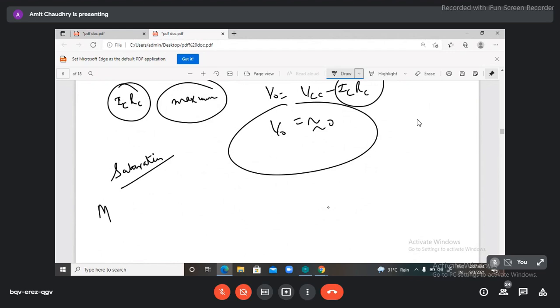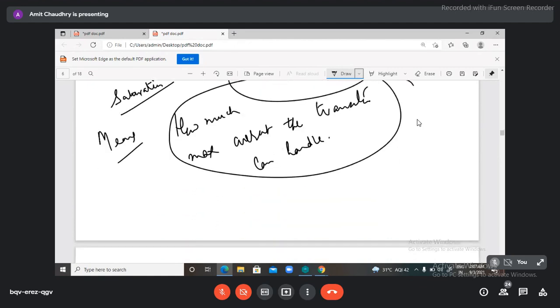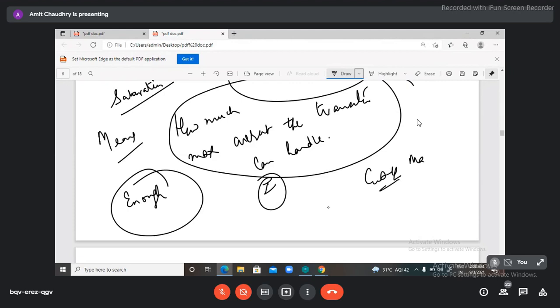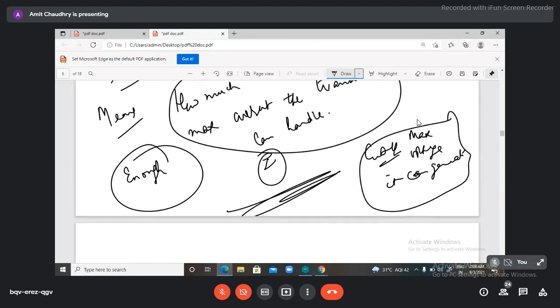Saturation means how much maximum current the transistor can handle. कि कितना मैक्सिमम करंट इसमें ये हैंडल कर सकता है। Saturate means that's enough. तो इसके बाद करंट ज्यादा नहीं जा सकता। और कट ऑफ मीन्स मैक्सिमम वोल्टेज इट कैन जनरेट। दो चीजें, which is the second mode of operation of this transistor.